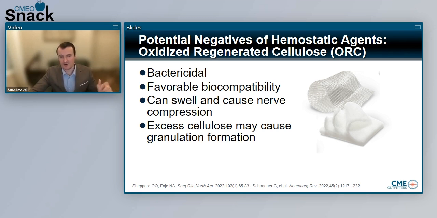Now, excess cellulose can also cause granulation formation, basically create a granuloma. It very much looks like an infection, but it's not. Okay, so that's going to be important if you use too much of the Surgicel, for instance.